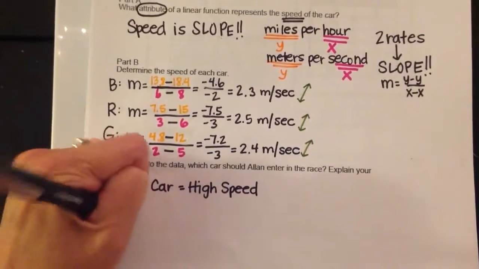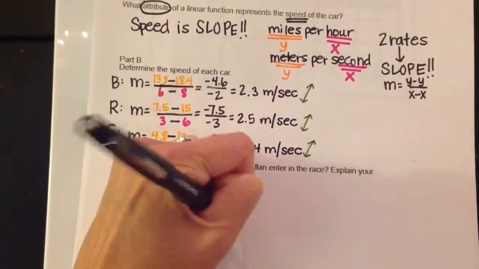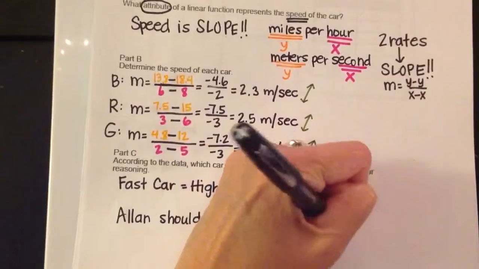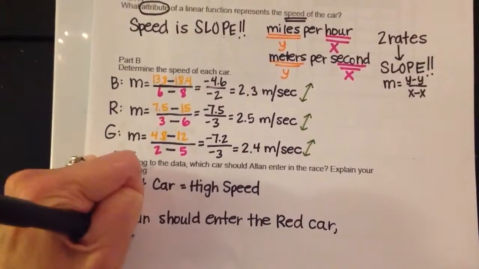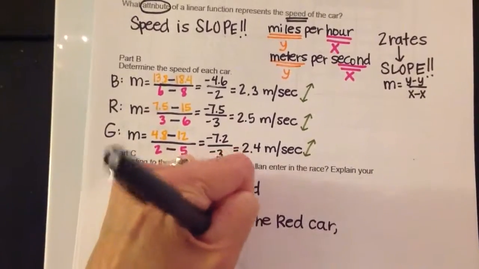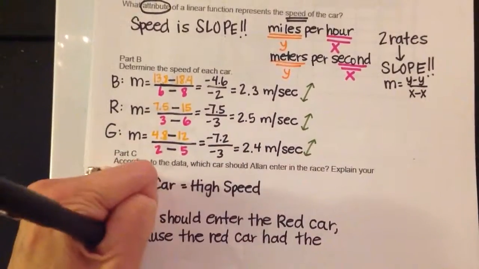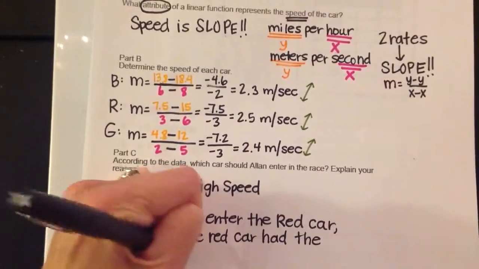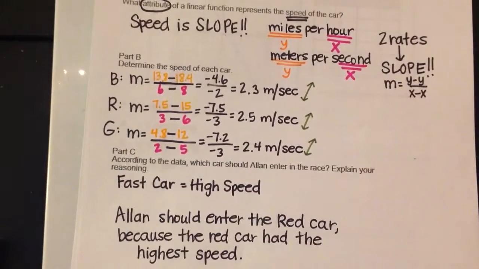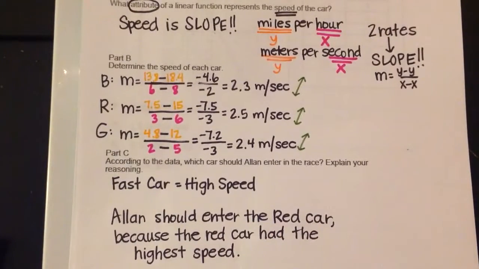So Alan should enter the red car. How do we know that? Because its speed was the highest. Because the red car had the highest speed. There we go. Boom. I answered the question, which car should he pick? And I explained it. It had the highest speed, aka it had the biggest slope.